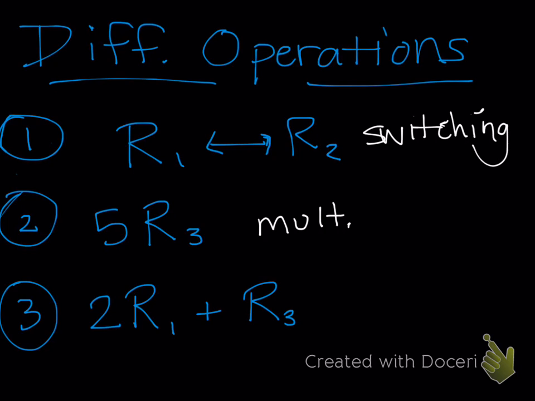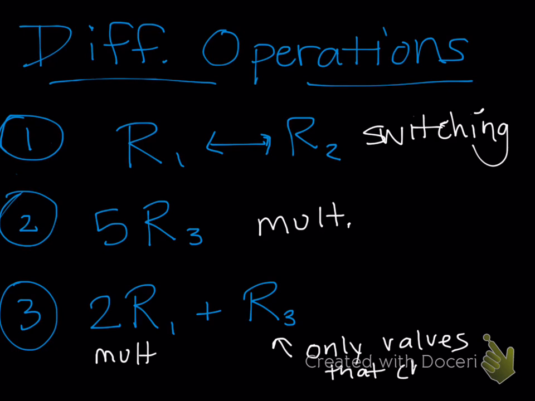And number 3 is probably the trickiest one. This means I'm multiplying every number in row 1 by 2, and I'm adding it to row 3. So row 3 values are really the only ones that change. So these are the only values that change. Although you're going to multiply row 1 by 2, you're not physically changing that row itself. You're just using those values to add on to row 3. So we're going to do some practice of this.